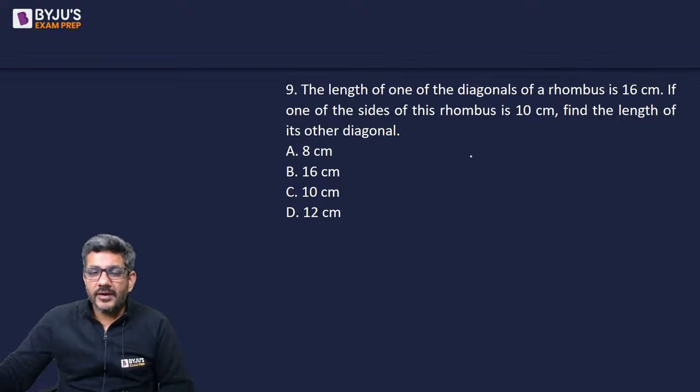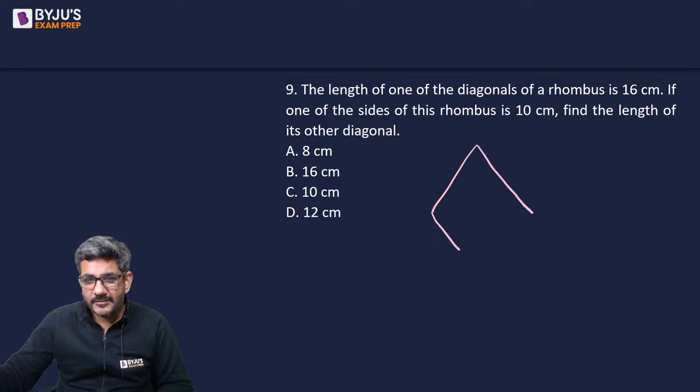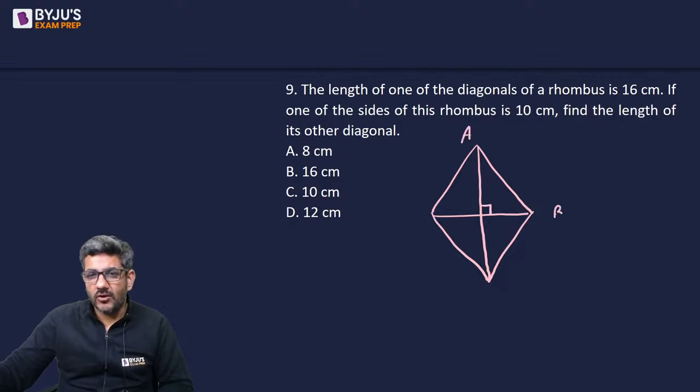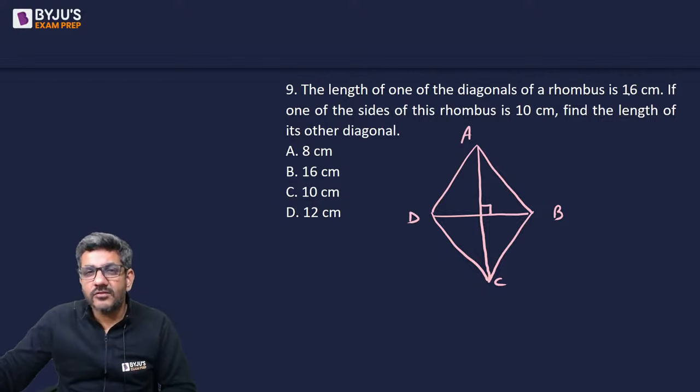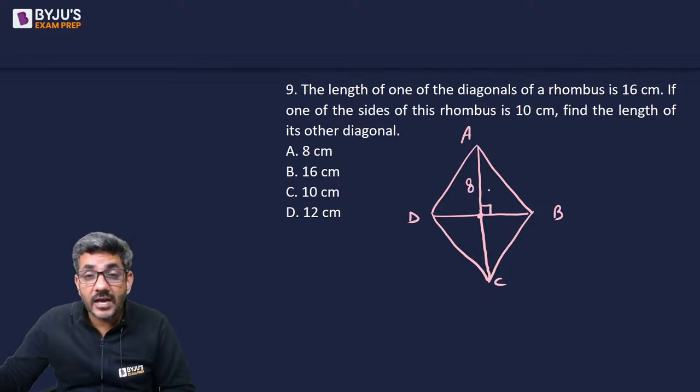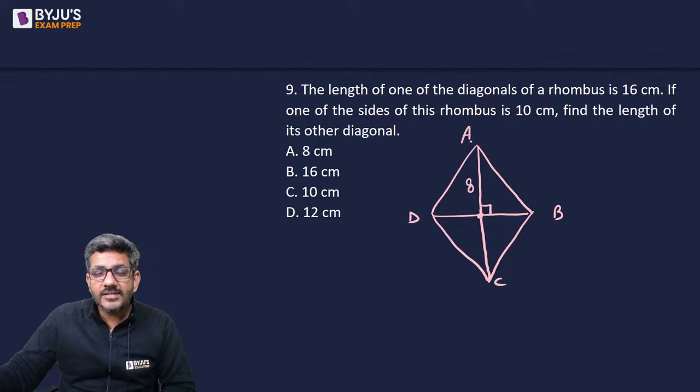चलिए जी, let's start doing it. So here is a rhombus that we are having. Okay, the diagonals bisect each other at 90 degrees. ABCD is the rhombus and the diagonals bisect at 90 degrees. The length of one of the diagonals of the rhombus is 16. So if this is having a length of 16, that means half of the diagonal is 8. One of the sides of the rhombus is 10.